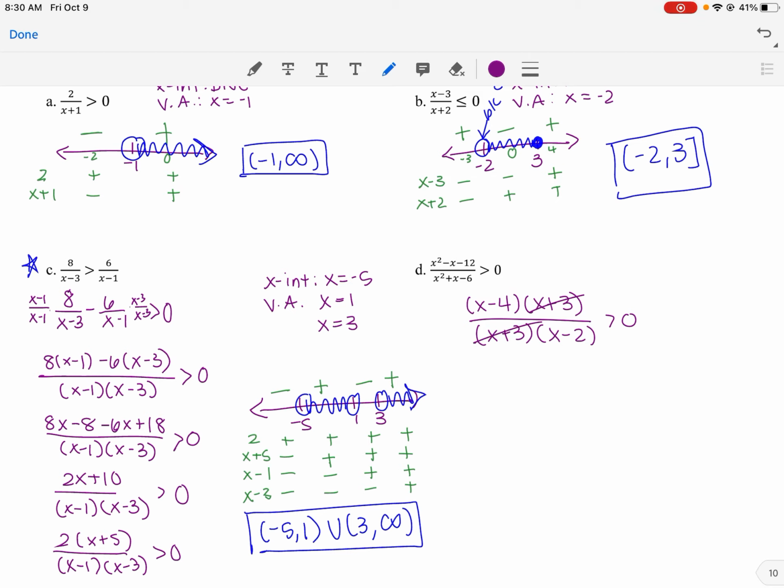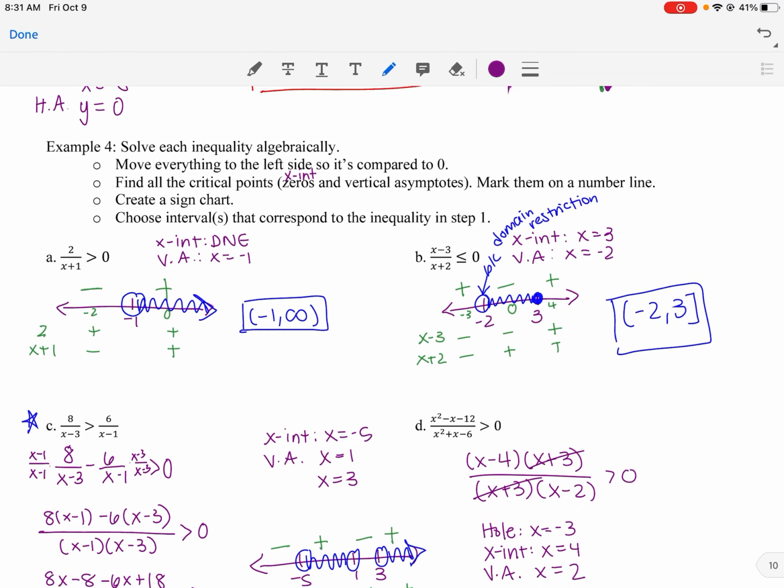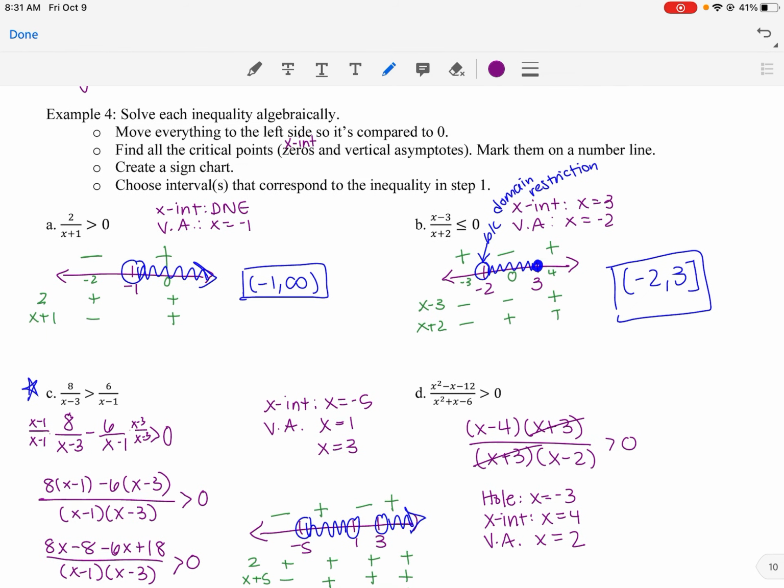Hey, notice there is a factor that cancels. So here we have a hole at x equals -3. We've got an x-intercept at x equals 4. And we've got a vertical asymptote at x equals 2. So this is something I didn't say, but when I say critical points, I guess we want the holes as well. So maybe I should add that in there. Like a hole is important to note too.